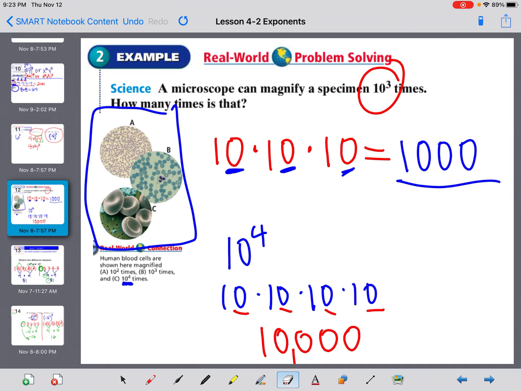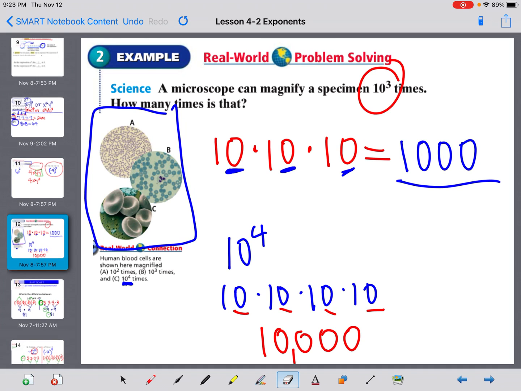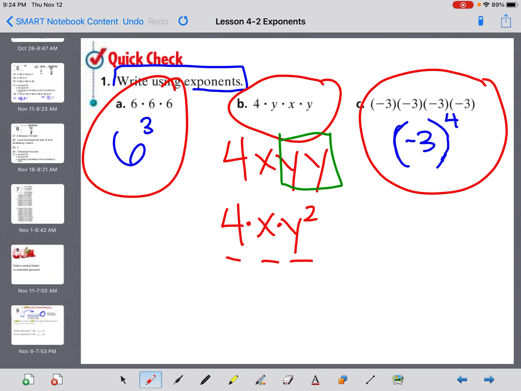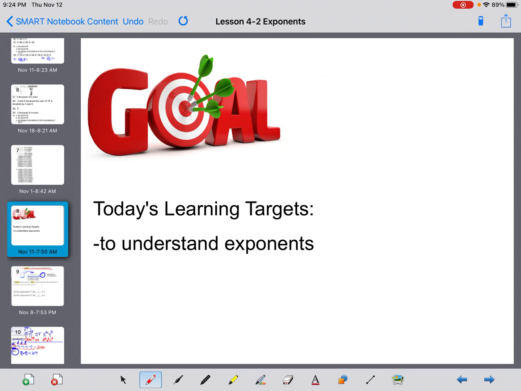Turns out the ones with all positives are looking like the easy ones. Also, don't forget this. Numbers first and variables in alphabetical order. Goal of the day, to understand exponents. Got it. Page 180, part 2.